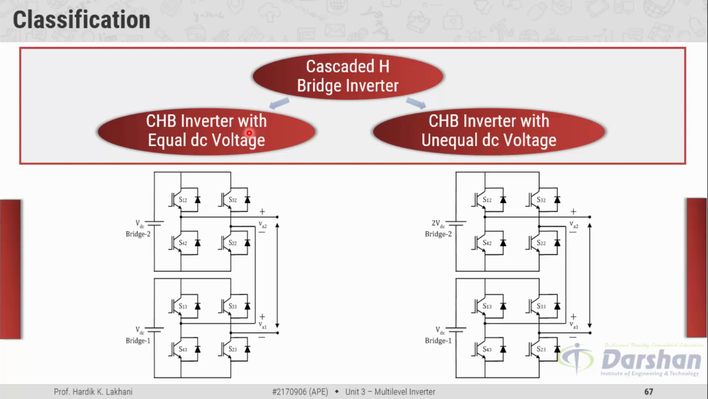In the CHB inverter with equal DC voltage, you can see that both bridge 1 and bridge 2 have equal magnitude of DC supply, VDC in bridge 1 and VDC in bridge 2. Whereas in the case of CHB inverter with unequal DC voltage, the input given to bridge 1 is VDC, but the input given to the second bridge is 2 times VDC. Here is the difference. Otherwise, the rest of the portion in this type as well as in this type is the same.